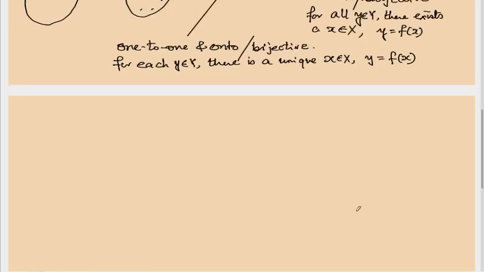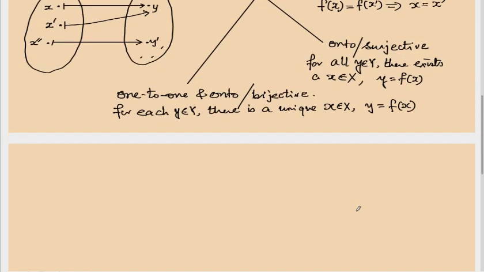So, what's the picture like of a bijection? So, the bijection, the picture is something like this now.